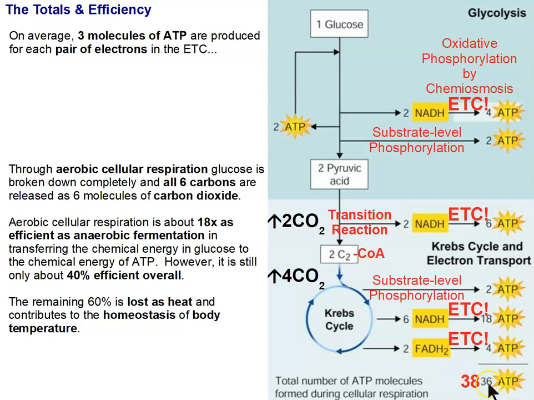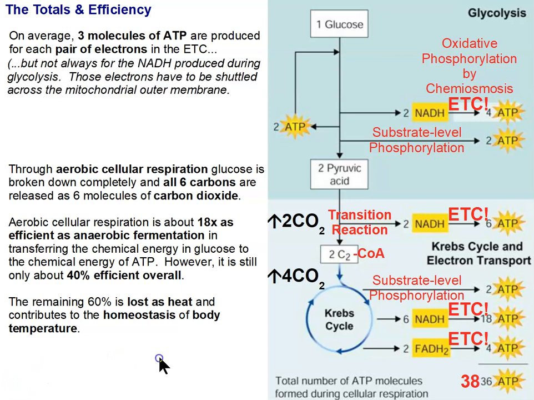The book says 36. Now, I'm going to explain the discrepancy between those two numbers. You don't need to know this. I'm not going to ask you to reproduce this on a test or a quiz or anything. But what it has to do with is the way that the NADH that's produced during glycolysis is shuttled across the outer and inner membranes of the mitochondria to get it into the matrix to participate in the electron transport chain, or to get it into the inner membrane where it participates in the electron transport chain.